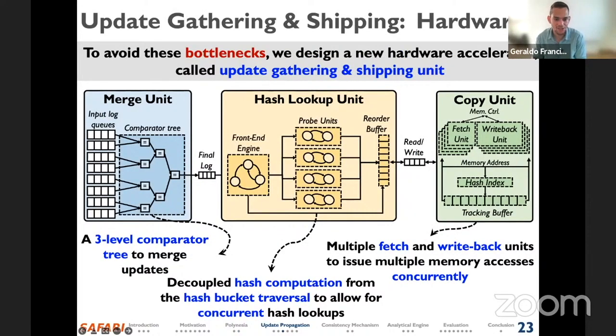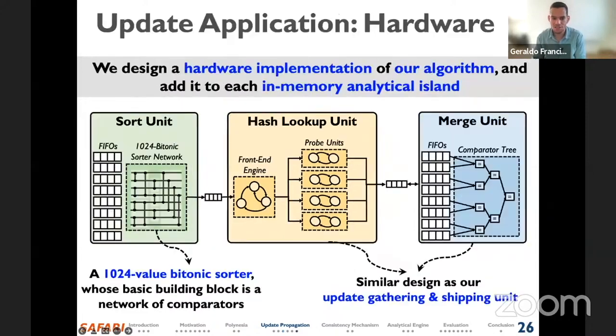So here is the update gathering and shipping. And here we have, for example, this reorder buffer that is really important to maintain the throughput of the hash lookups for update gathering and shipping. But for update application, we don't need the out of order execution, because in the update application, we are not looking at all of the possible locations of a transaction's updates in an analytical replica, where the space is really large. This is why we need to do hash lookups super fast and maintain a high throughput.